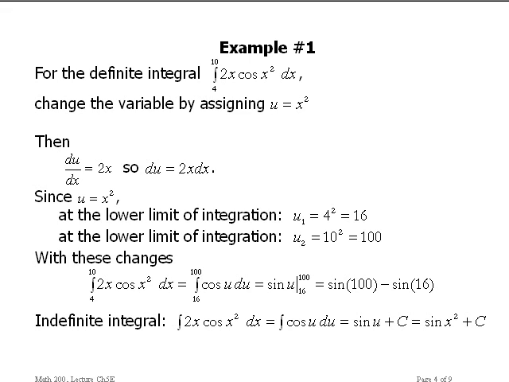So let's say I have a definite integral. I'm going to go from 4 to 10 of 2x times the cosine of x squared. So I change the variable by assigning u to be what I consider to be the inside function. Looks like x squared is the inside function. Then I'm going to change variables, so I need du. I'll take du by dx, and that will be 2x. So du equals 2x dx. I just multiply both sides by dx to get that. Although at this point you would say that is not correct, because I've been saying all along d by dx is an operator. But there you go, do it anyway in this case.